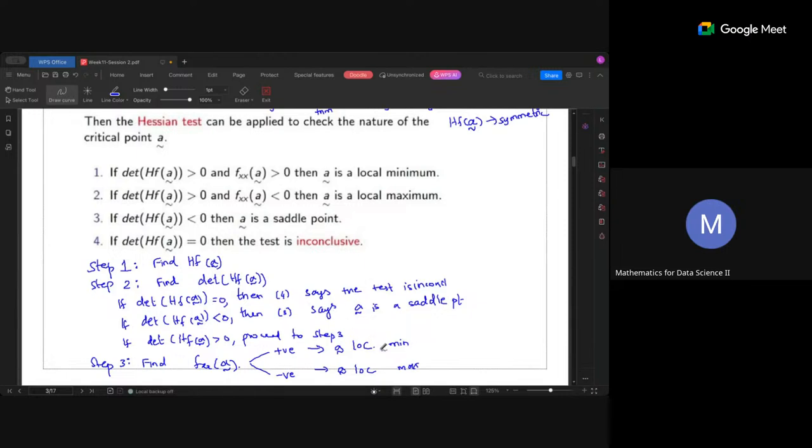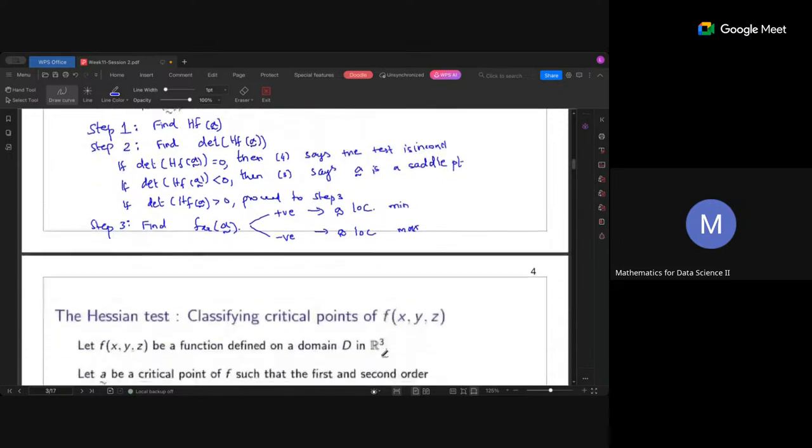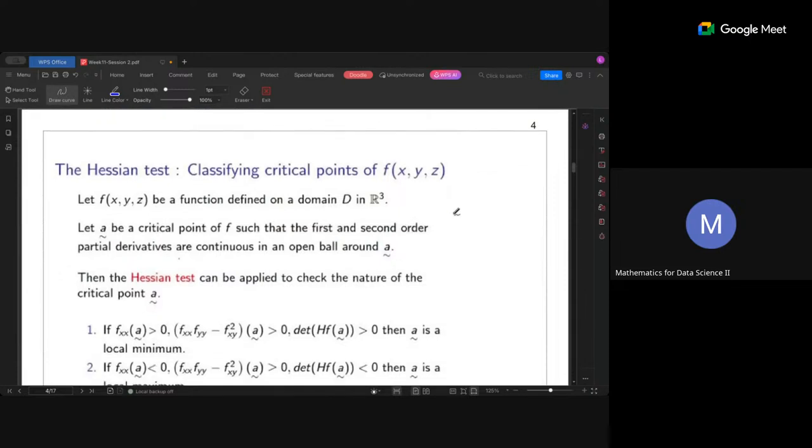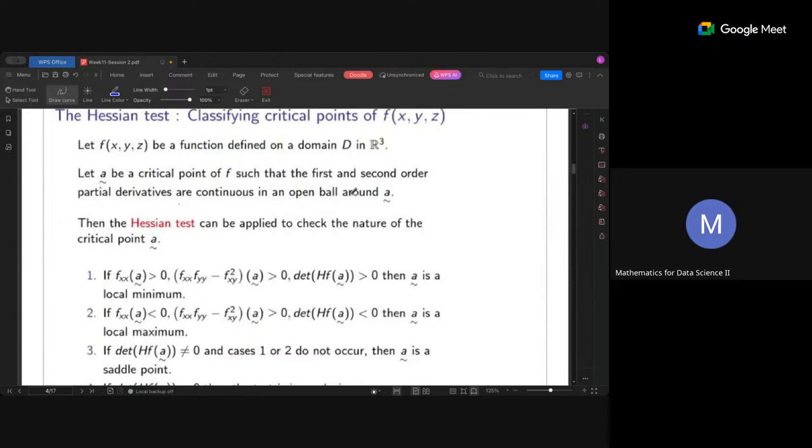So you have 3 steps here. You have seen examples for this, and now we are going to see a similar process for classifying critical points for functions of 3 variables. Let f of x, y, z be a function defined on a domain D in R3. Let A tilde be a critical point of f such that the first and second order partial derivatives are continuous in an open ball around A.